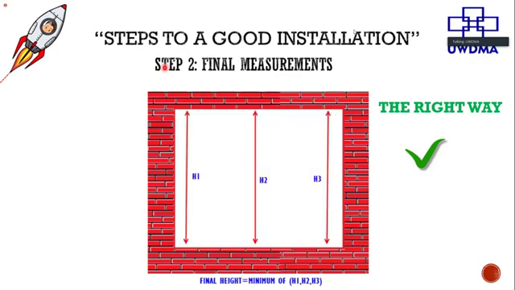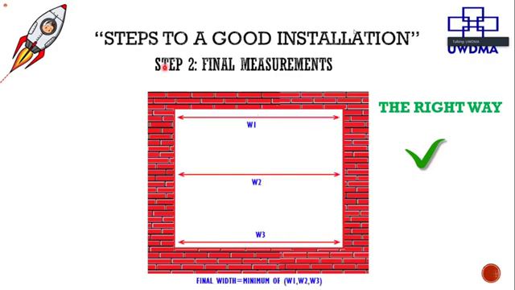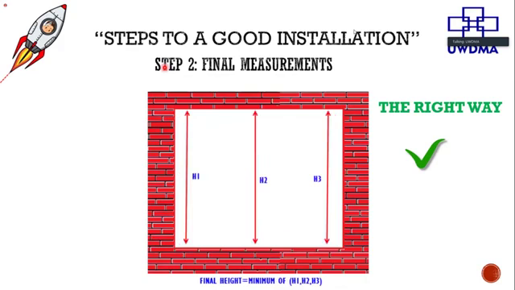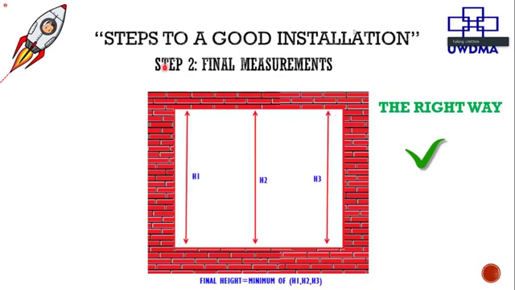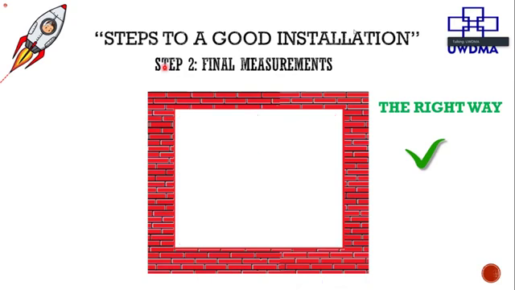And then you will consider the minimum of both. So whatever is the minimum out of the three widths, you will take for width, and whatever is the minimum out of the heights, you will take for height.